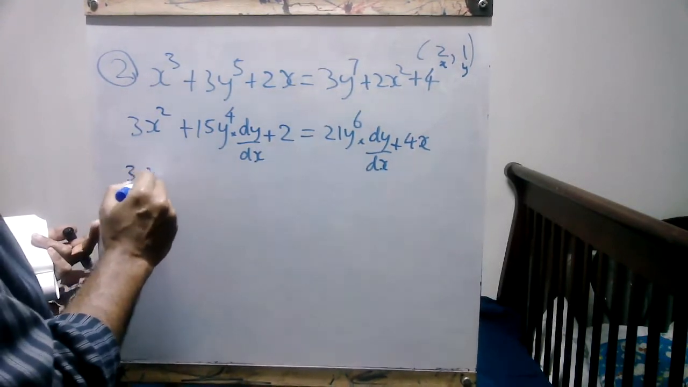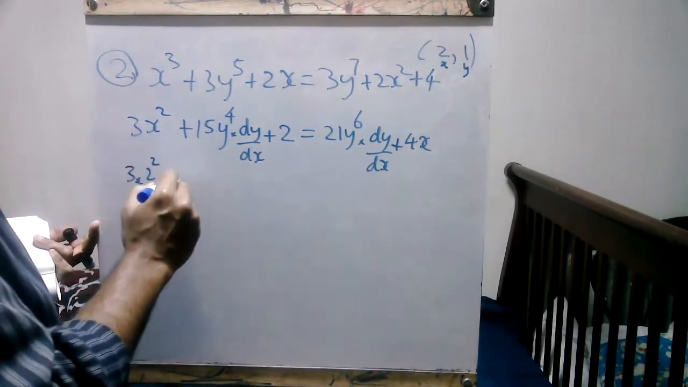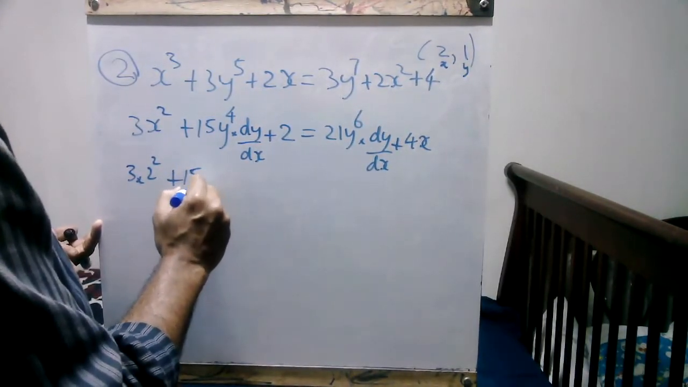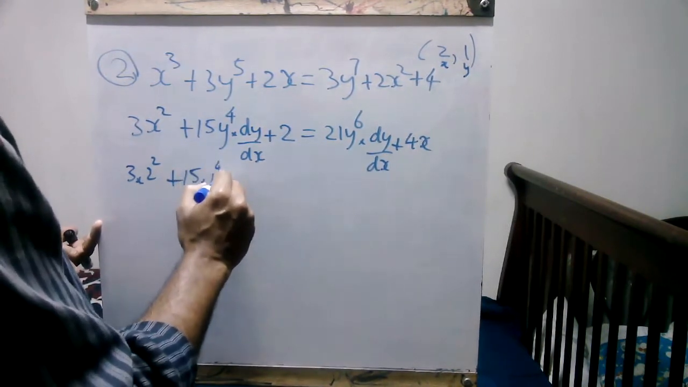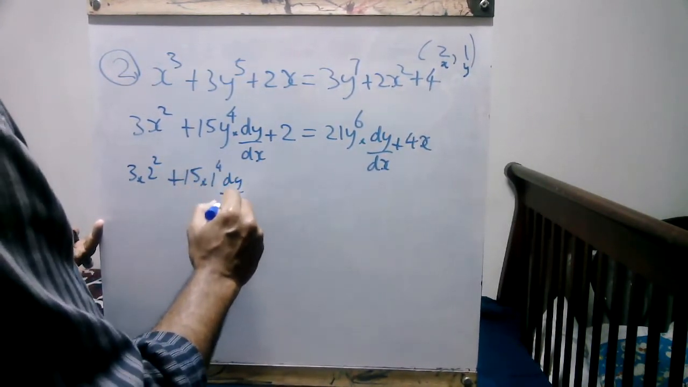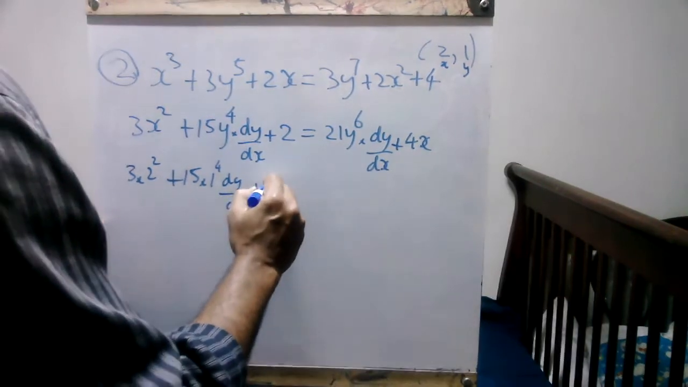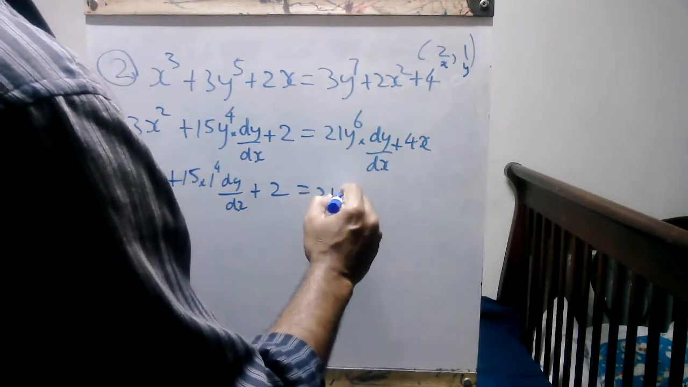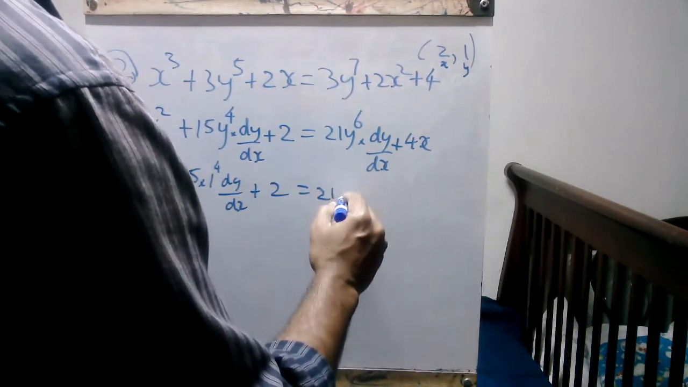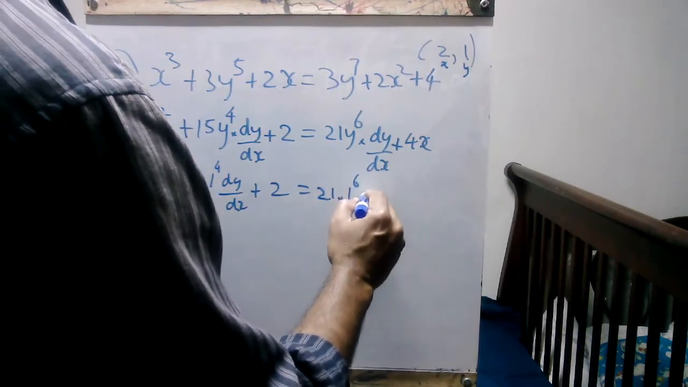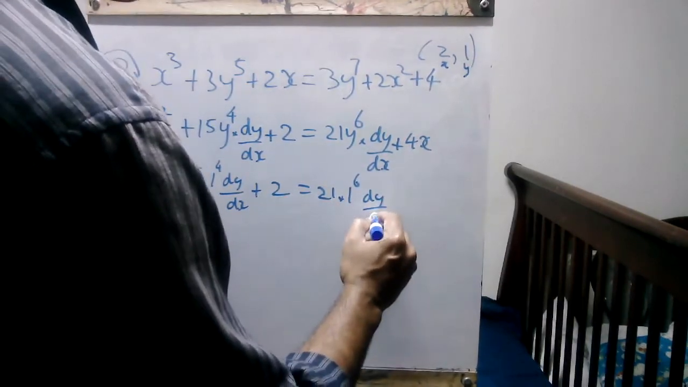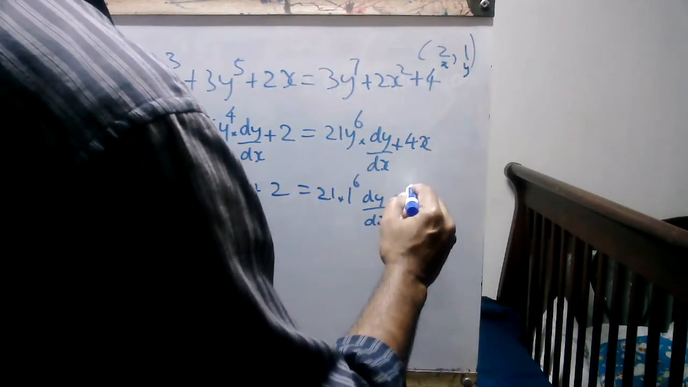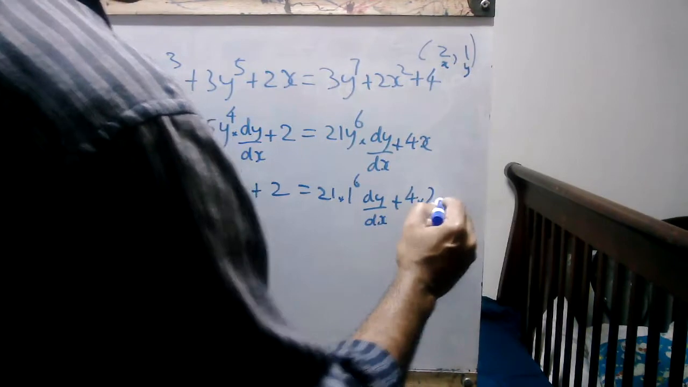3x squared plus 15y to the power 4 dy/dx plus 2 equals 21y to the power 6 dy/dx plus 4 times 2.